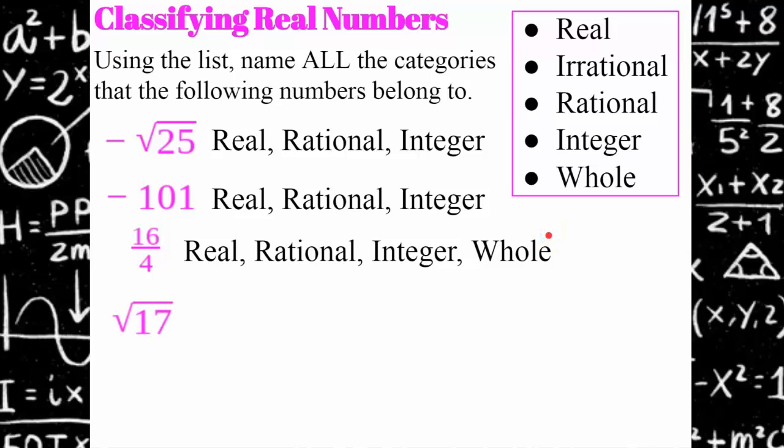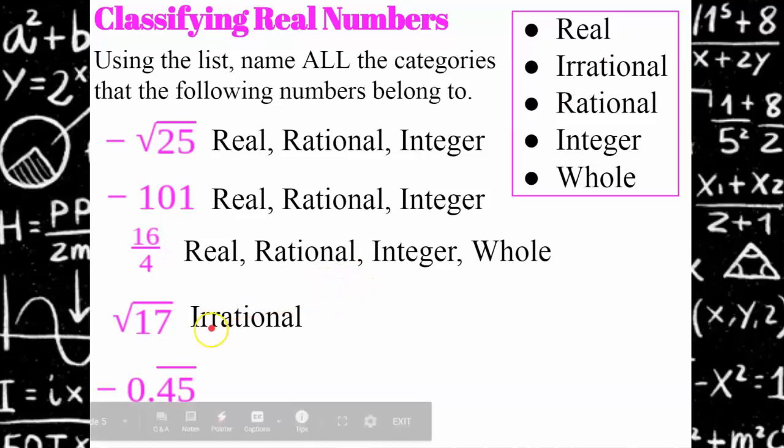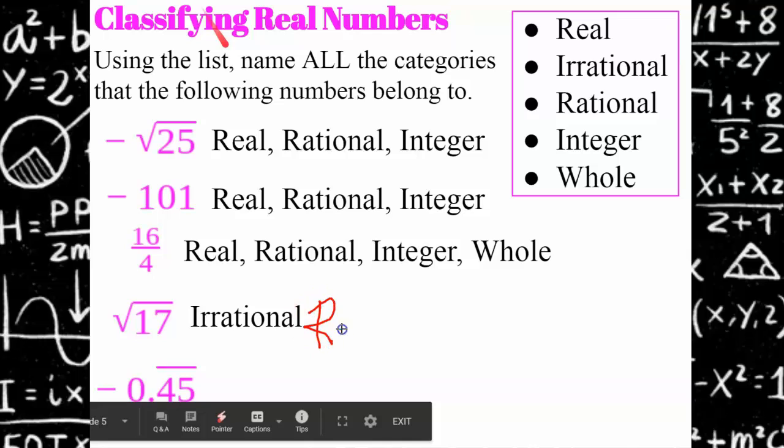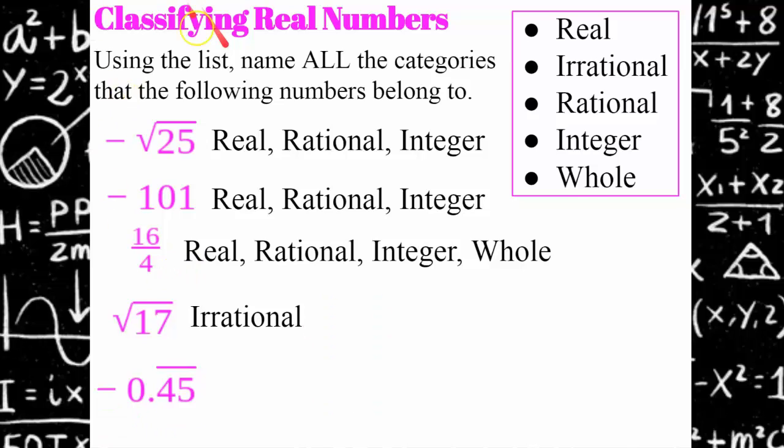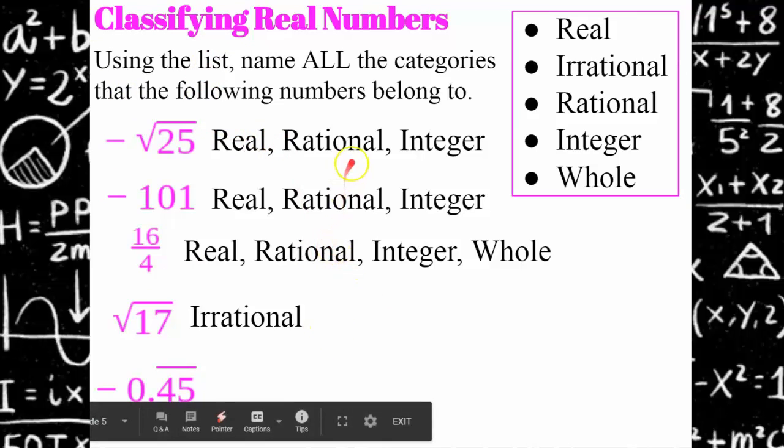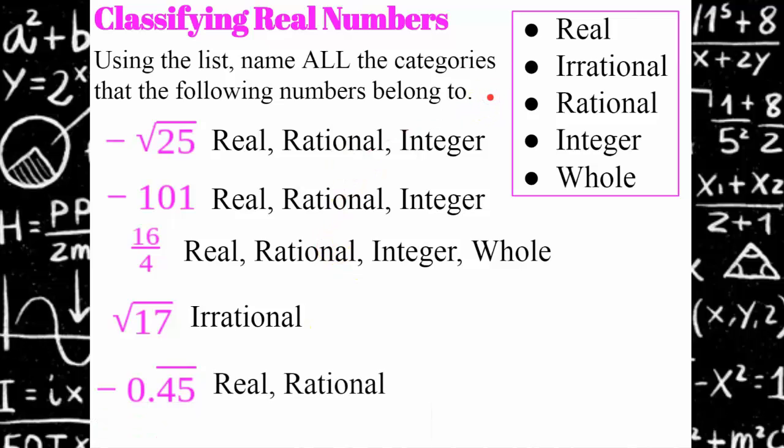The square root of 17. Go ahead and hit pause. The square root of 17 is irrational, and it should also have real here. Irrational and real. Go ahead and try to classify negative 0.45 repeating. Come back and hit play when you're ready to check your work. It is real and rational.